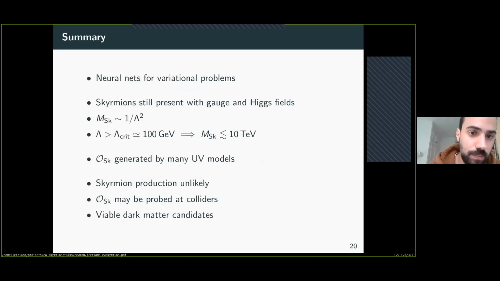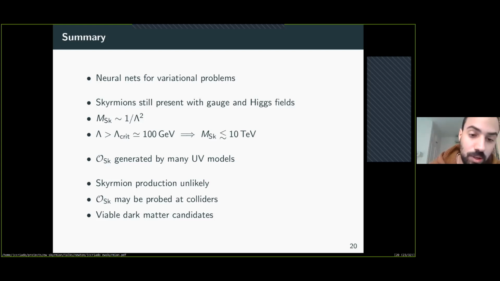And to conclude, I want to summarize what I have said. We have found a new application for neural networks, and this is to solve variational problems. We have used this to show that skyrmions are still present when you include a dynamical Higgs field. The mass of the skyrmions scales as 1 over lambda squared, and it has a maximum value of 10 TeV. I haven't had time to talk about this, but we also checked that the Skyrme operator is generated in many simple UV extensions of the standard model. So it's reasonable to think that it could be there.